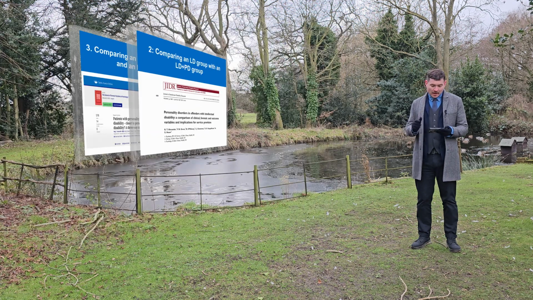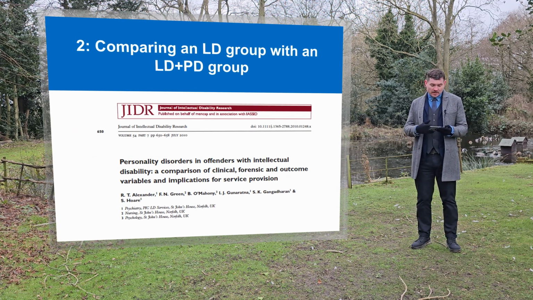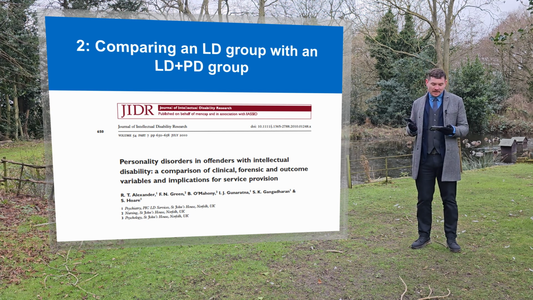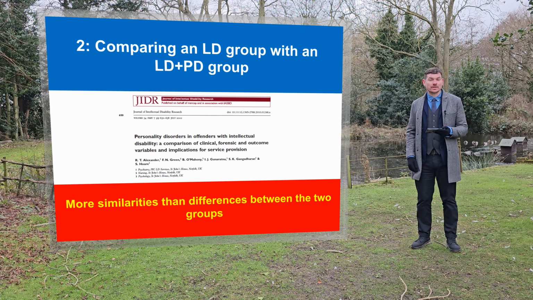We look at the second paper. This was, again, looking at a secure unit in the east of England, looking at a significant number of patients with personality disorders in offenders with intellectual disability. And what this showed, when you compared them on a more short-term basis, so at point of discharge, was that there were more similarities than differences between the 2 groups.